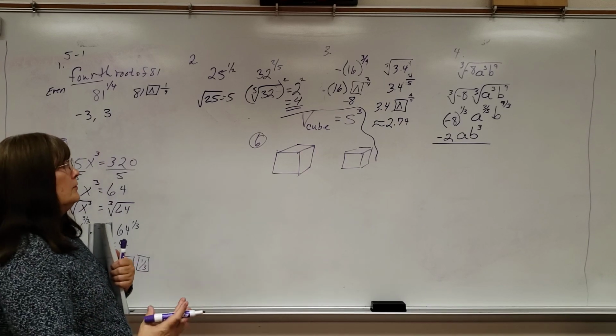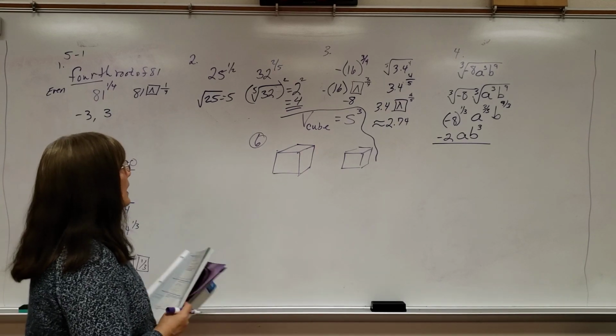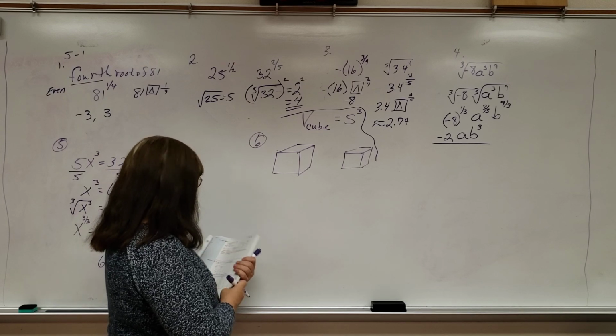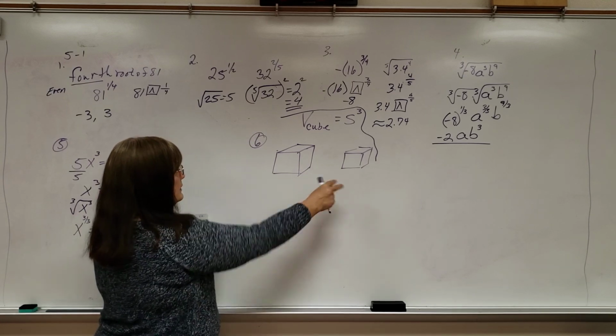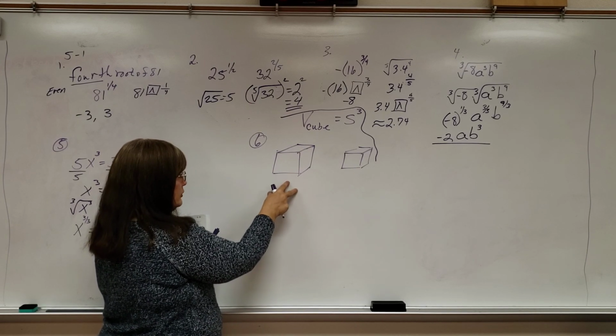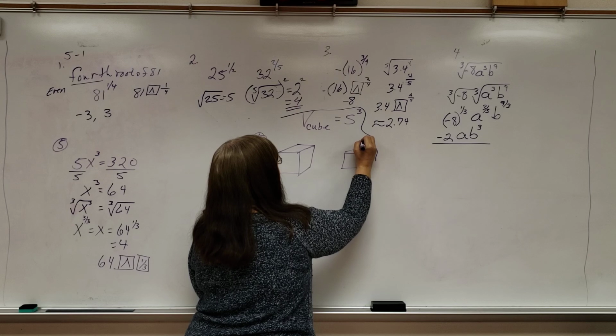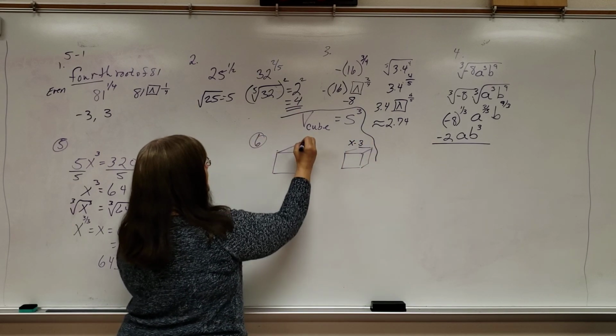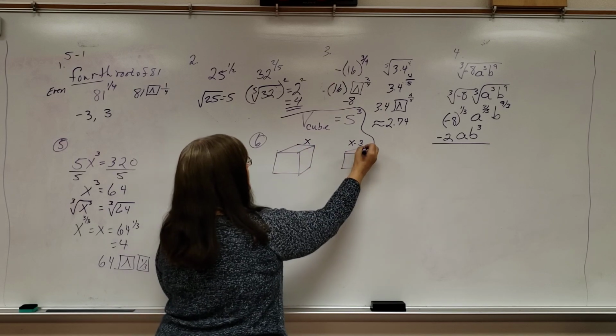All right, the last thing that I want to talk about here is the volume of cubes and working a word problem or problem solving. We have a cube here. It says a cube has an edge 3 centimeters shorter. So the smaller one is 3 centimeters smaller than the larger one. So I could write that as 3x minus 3. So this would be x. This would be x minus 3.